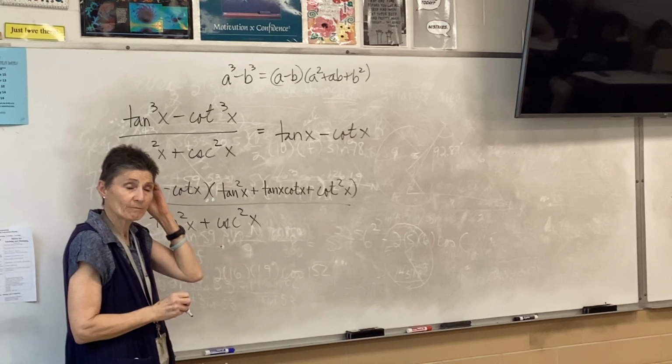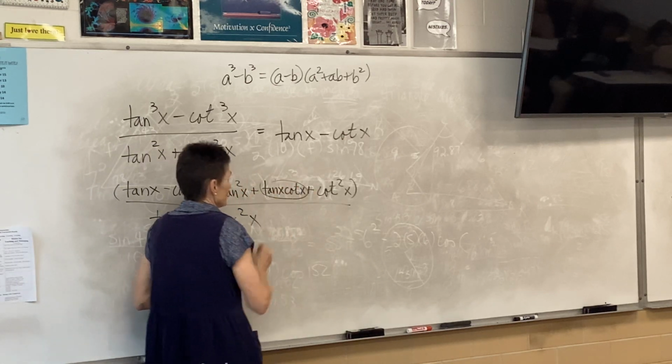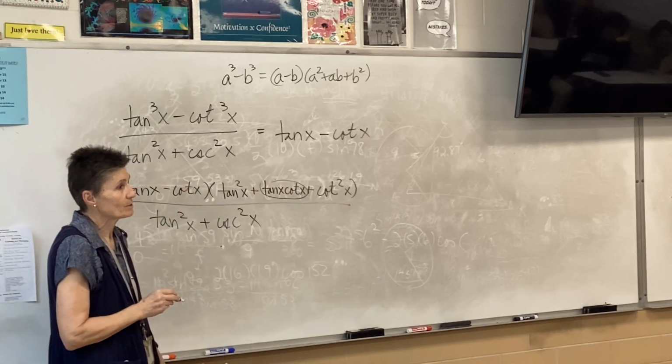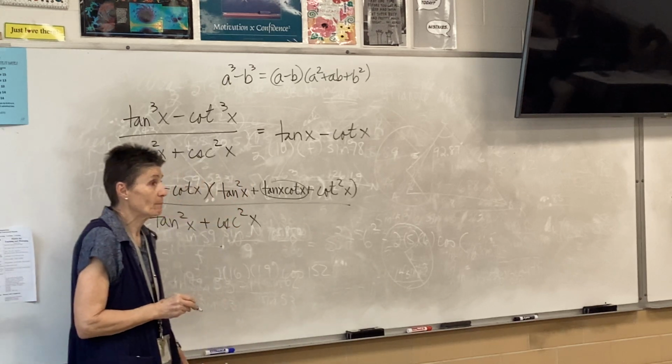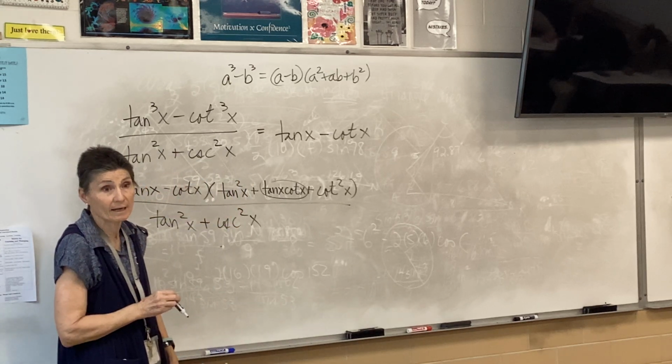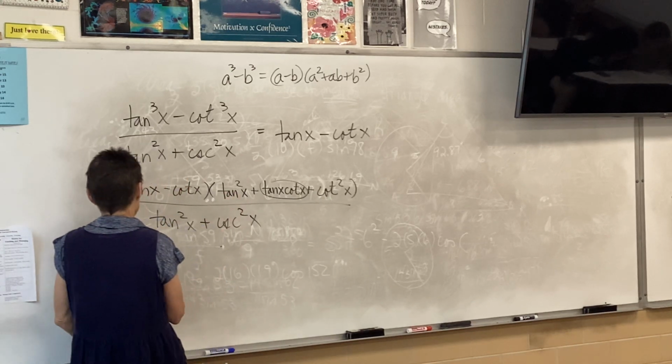Well, you're going to have your reference sheet, but I hope you wouldn't need it to notice what about this? What's tan times cotan? 1. Why? Because they are reciprocals, and when we multiply reciprocals, we get 1. So that's a 1.